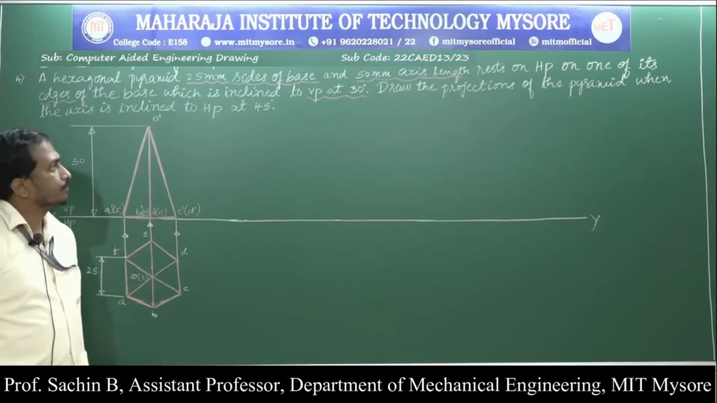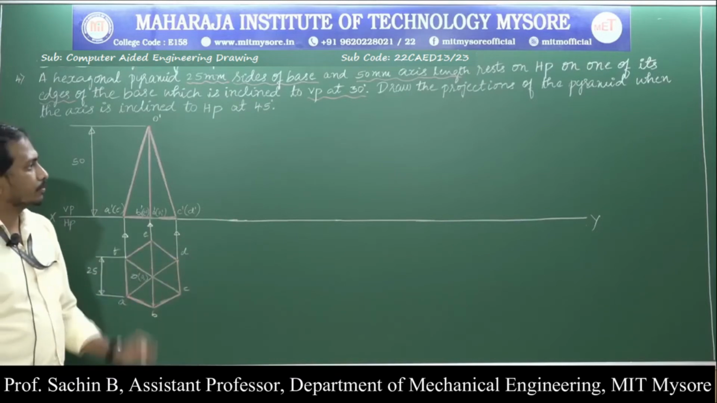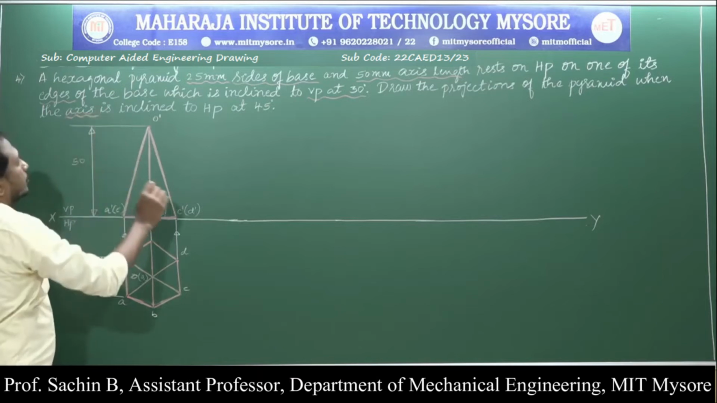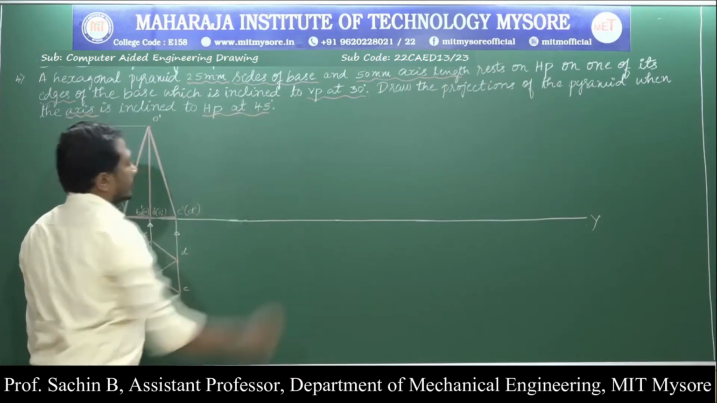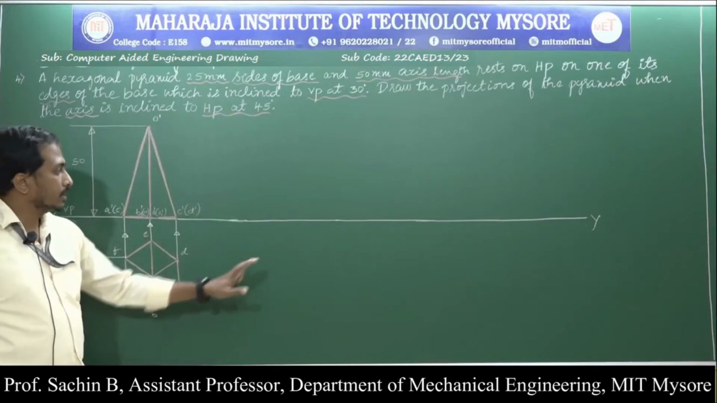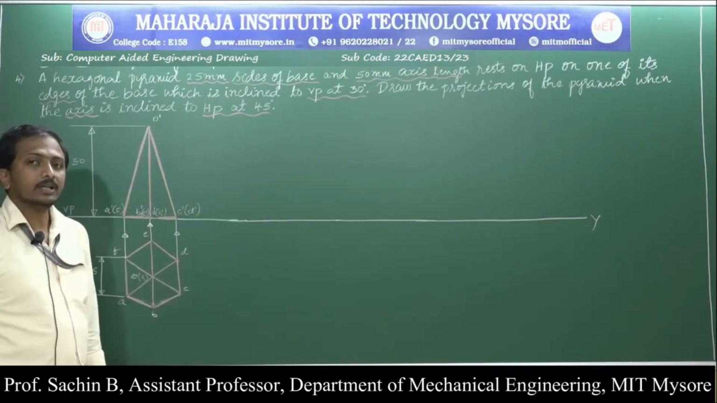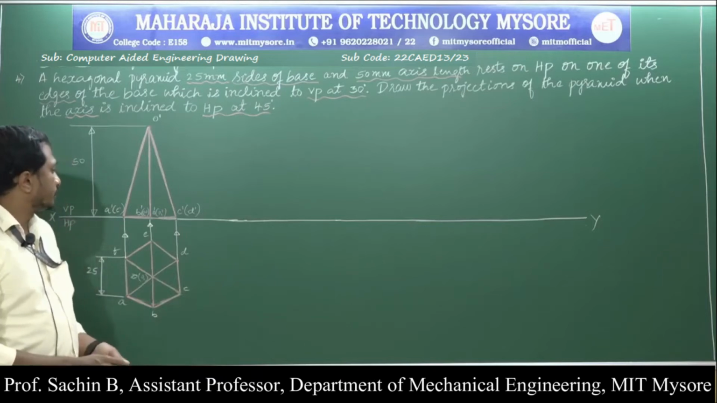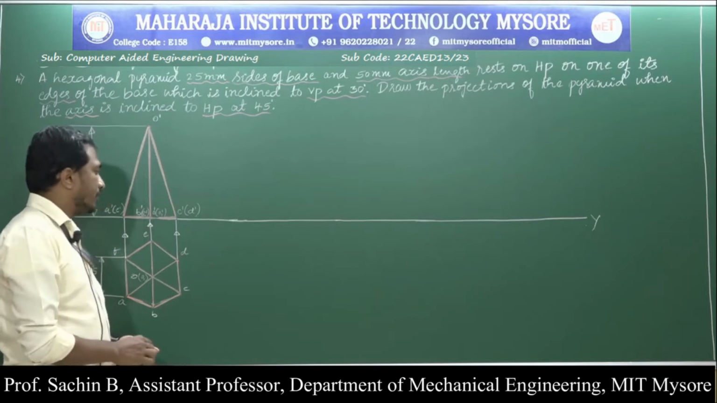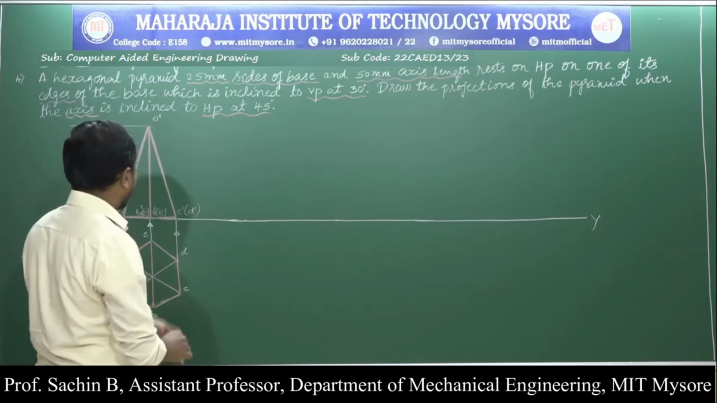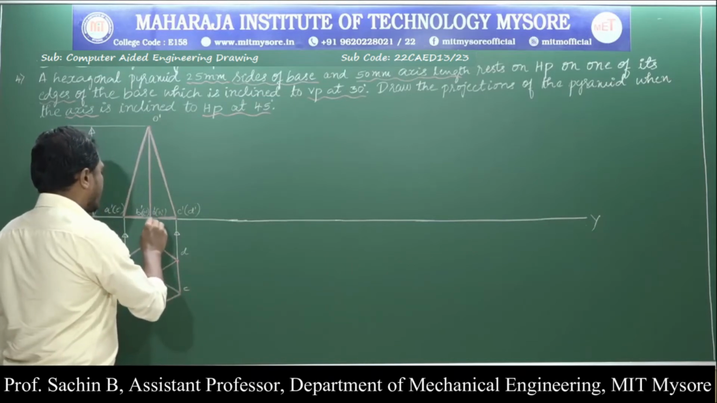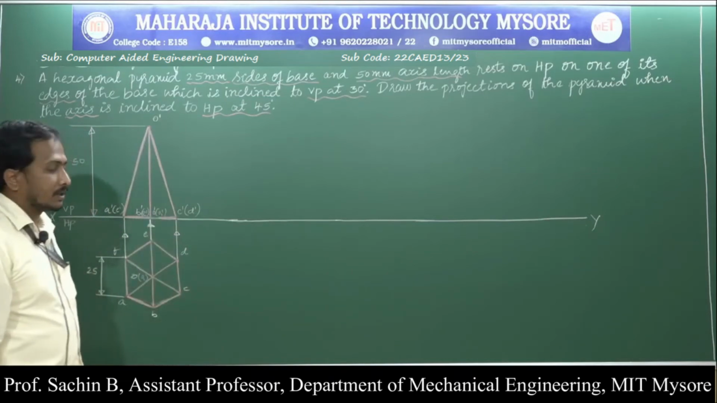Next, they have given in the last sentence, draw the projections of the pyramid when the axis is inclined to HP at 45 degree. Here in the second position, the axis inclination is given. In the last position, the edge inclination is given. Based on that, the axis is inclined at an angle of 45 degree. First, I will go for drawing the base inclination. Next, I will go for drawing the axis inclination.